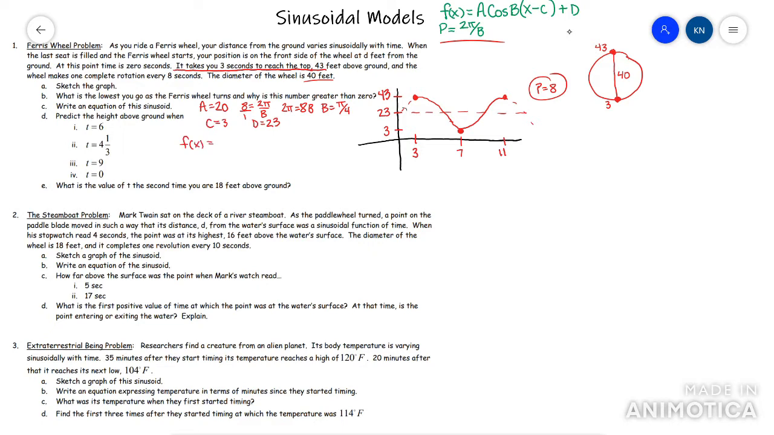F of x equals, my amplitude was 20. This is a positive cosine function. B was pi over 4. The start was 3. And my midline was 23. This is basically your goal, because if you can get that, well, now you're just plugging in stuff. So like if they say t equals 6, t is time. Remember, time was our x. So we're just plugging this in for the letter x. And then you just run it through a calculator. You would get 8.857.